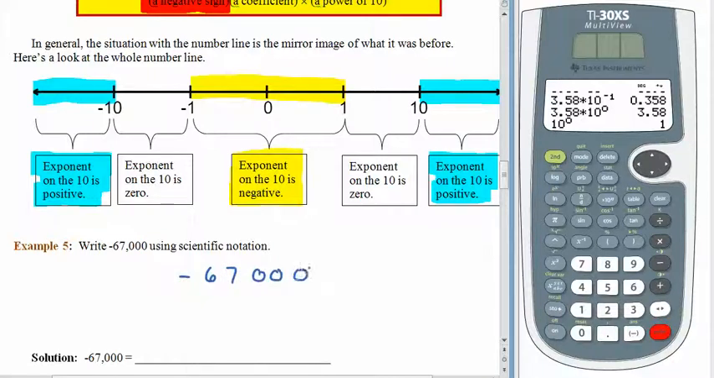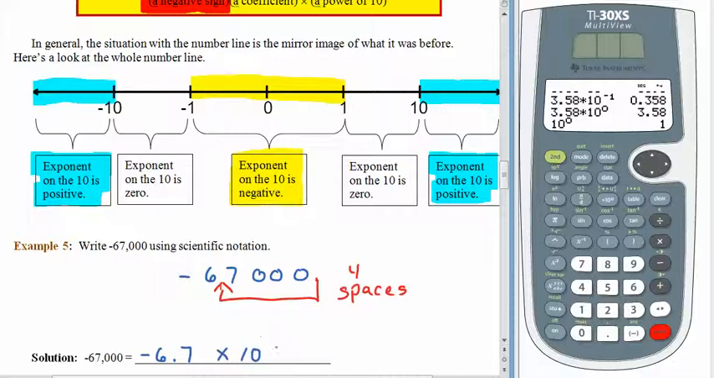67,000. Where do I want to put the decimal point? I think I'd like to put it right there. The decimal point used to be here. Where did it go? That would be, how many spaces? 1, 2, 3, 4 spaces. All right. So negative 67,000 is going to be negative 6.7 times 10 to what power?